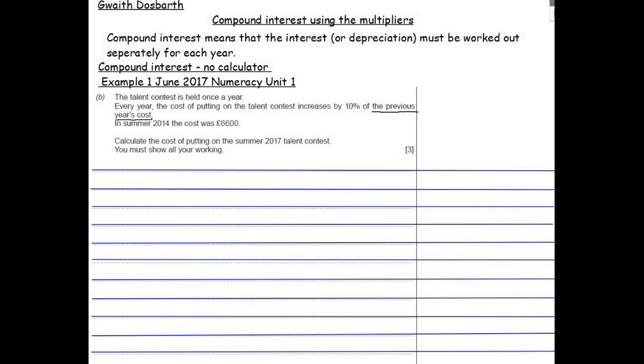Okay, so hopefully you've tried this question out, so let's have a look. What we do then is we are needing to do this over 3 years, because at the start the original amount is $6,600 in 2014, and then we need to find the cost in 2017. So first of all we'd look at the cost in 2015. So you'd do that by finding the increase, by finding 10% of 6,600.